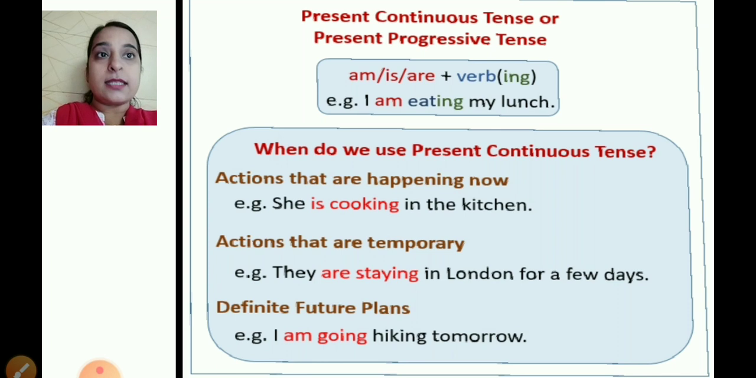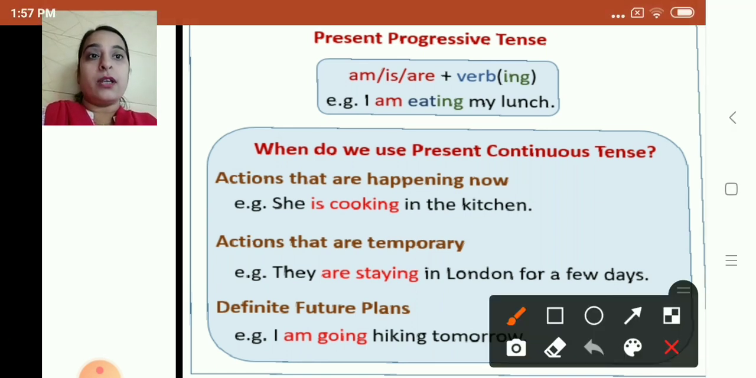Now children, next is present continuous or present progressive. Already we had discussed how you have to use this. We have to use is, am, are plus ing to the verb. Just have a look. I am eating my lunch. With I, what is used? Am. I am eating my lunch. So here, I am, and what has been done? Ing is added to the verb to make it present continuous tense.